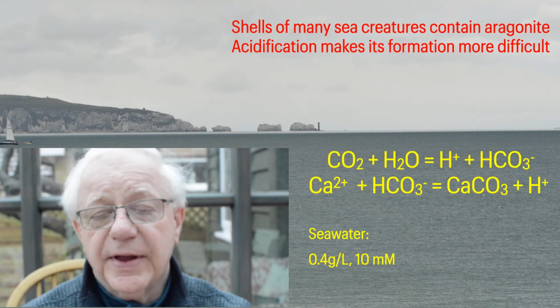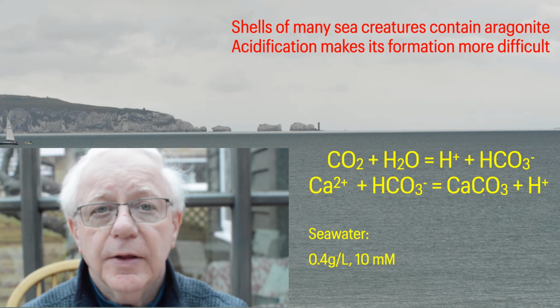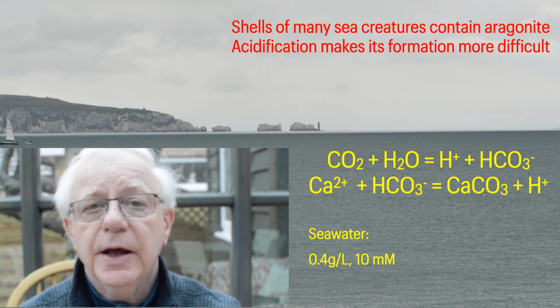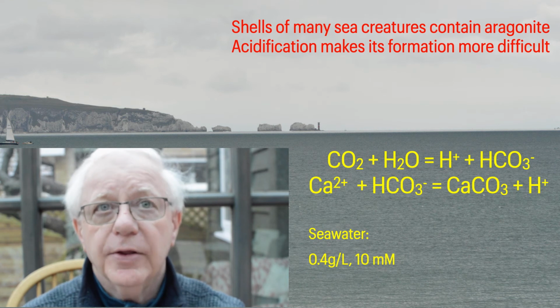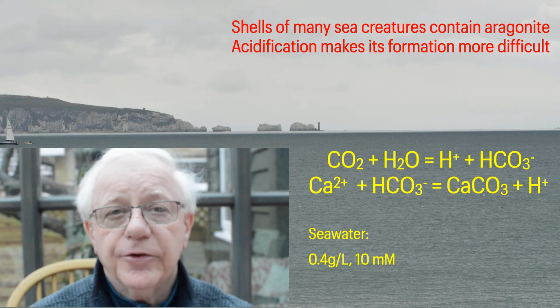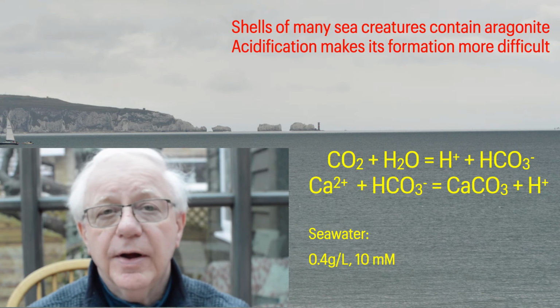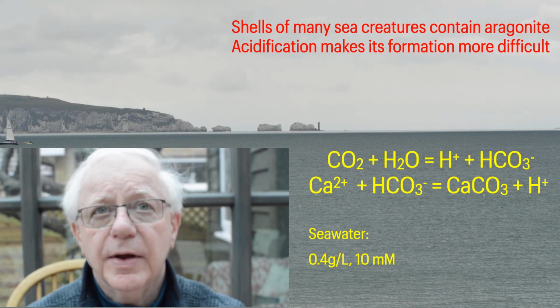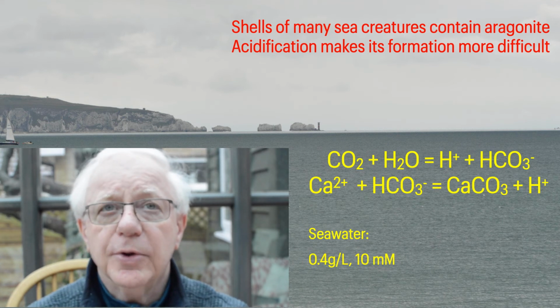We can represent the chemical processes here. CO2 dissolving in water produces the bicarbonate anion, but also protons, the source of acid. And then in the second line, there is a competition between the binding of calcium to carbonate and the release of bicarbonate from calcium carbonate. So with more acid, that equation will go to the left.